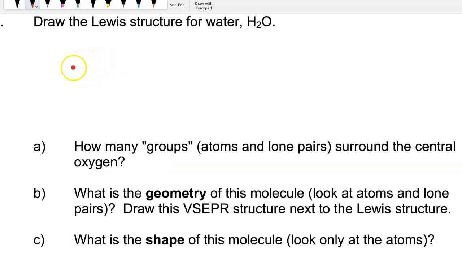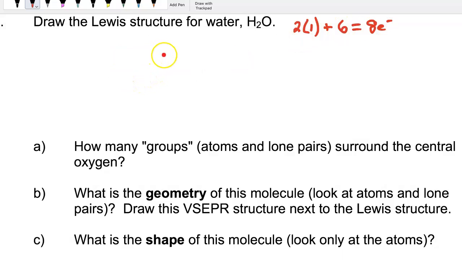The question is, how do we determine if something is polar or nonpolar? And as usual, we're going to write the Lewis structure first. So water, we're going to count the valence electrons. 2 hydrogens. Each hydrogen has 1 valence electron. And that gives us 2. Plus 6 for oxygen gives 8 valence electrons.